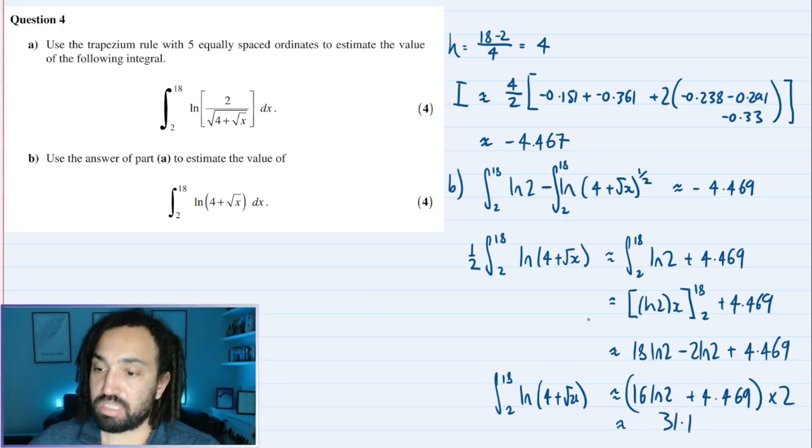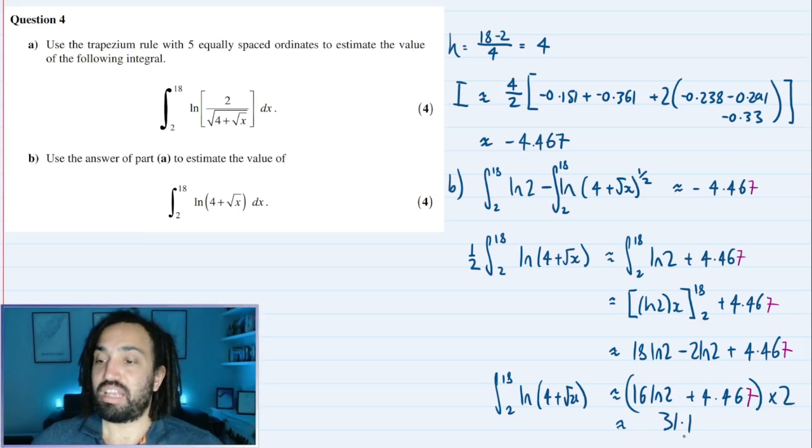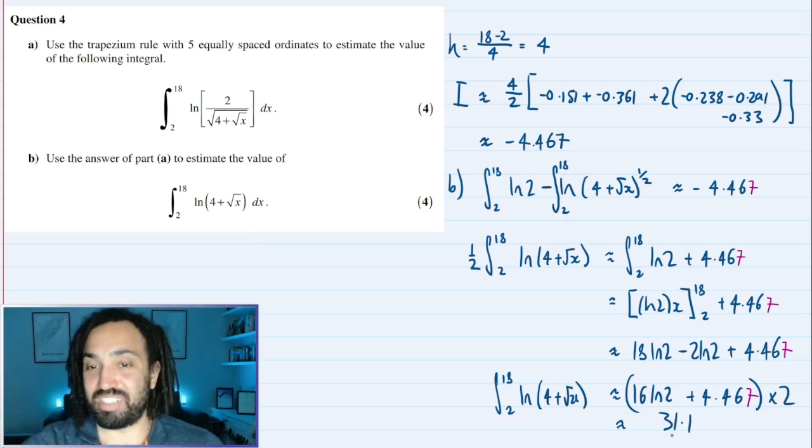31.1. And I've just realised that I've been writing down the wrong number every time. That must be infuriating for everyone. I'm so sorry. That was a 7. So this needs to be a 7, this needs to be a 7, and that needs to be a 7. And that gives us 31.1. Bosh.